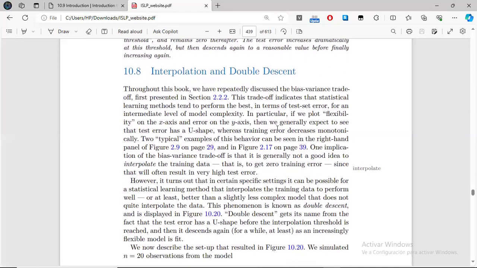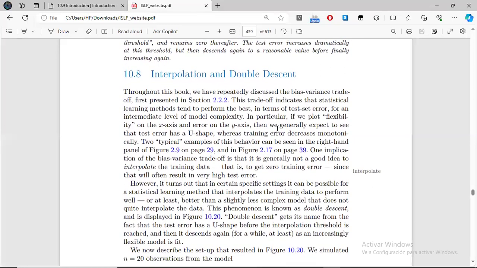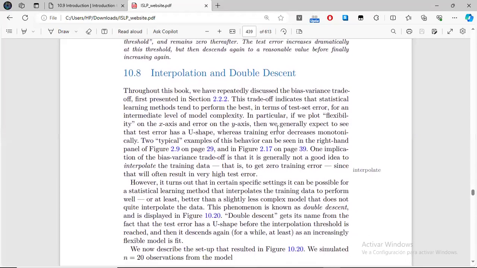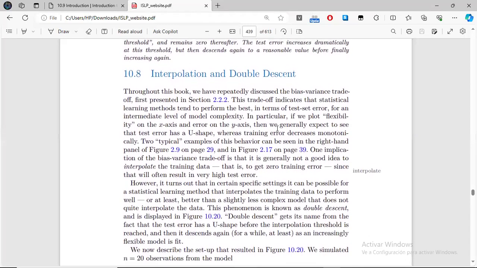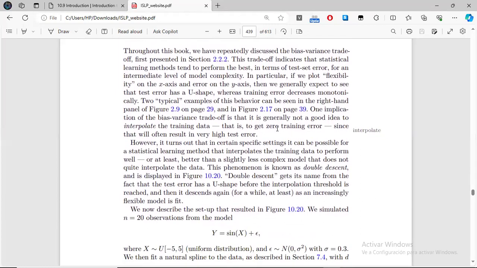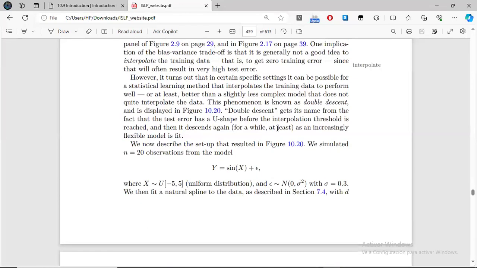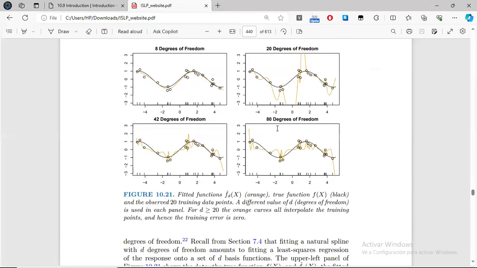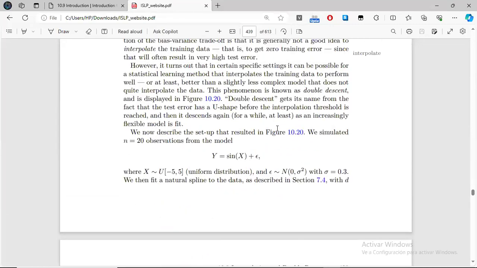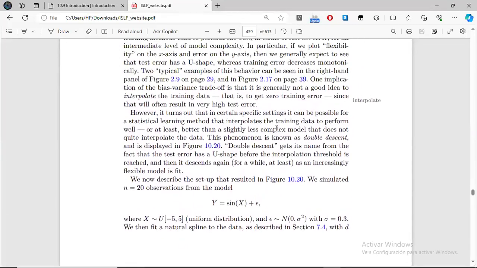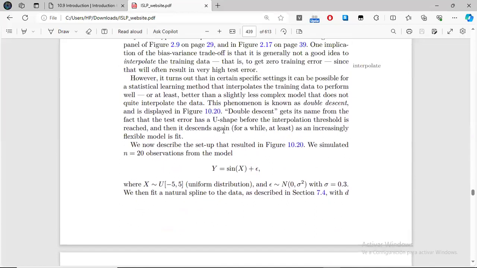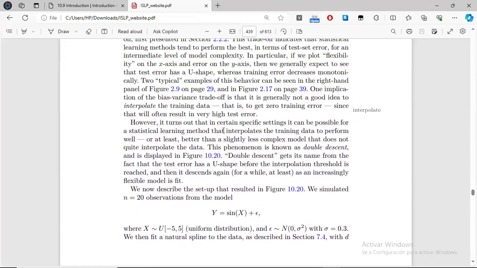But for the case of the training error, as we saw, it was mostly monotonically decreasing due to possible overfitting. However, they mentioned that that is not always the case. I didn't really get this part, but that is not always the case, and it happens for this type of models. Let me see.